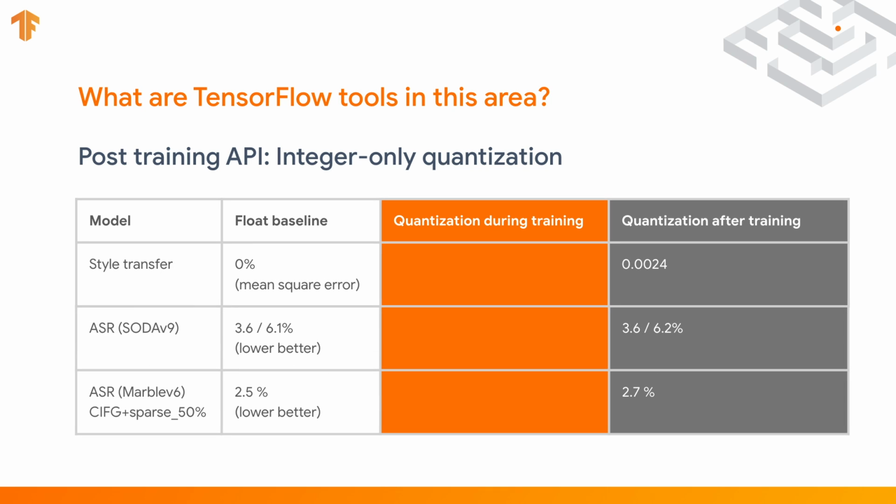More models. Style transfer, we got good results in quantization, although there's not really a good metric for style transfer. The metric is: look at it and it looks good enough. And then some speech models do really well. Everything's great.